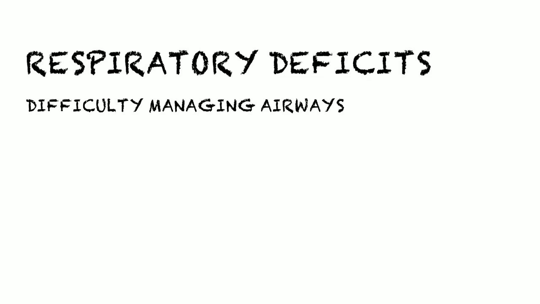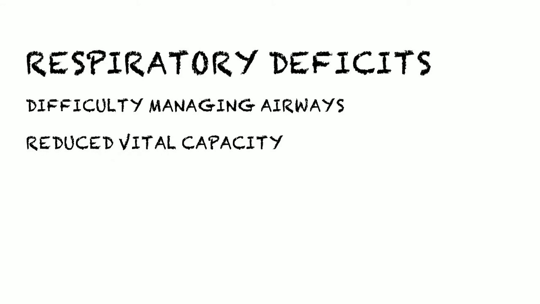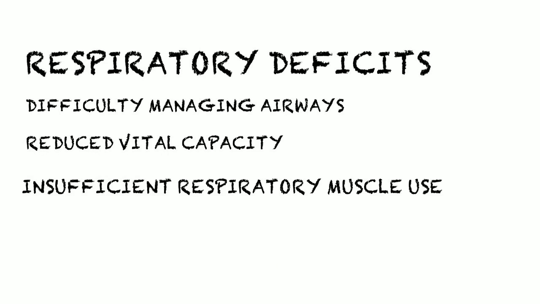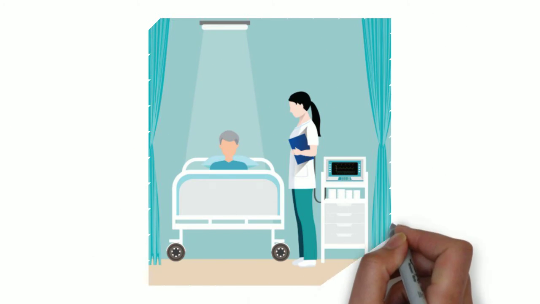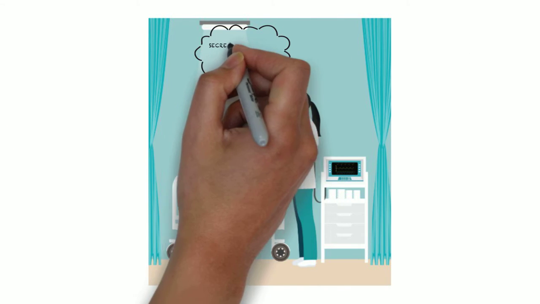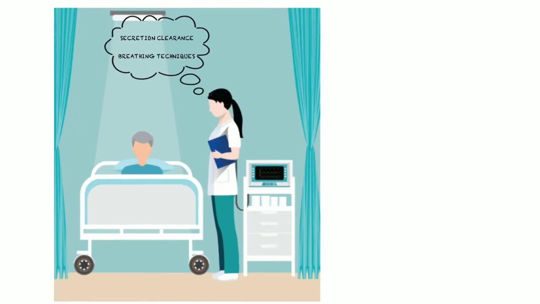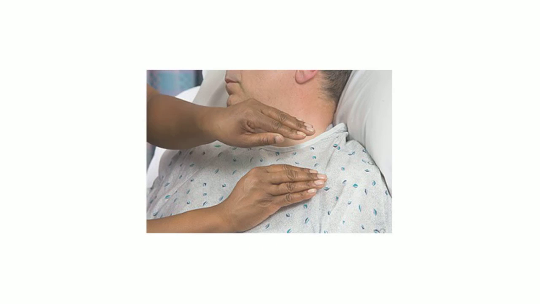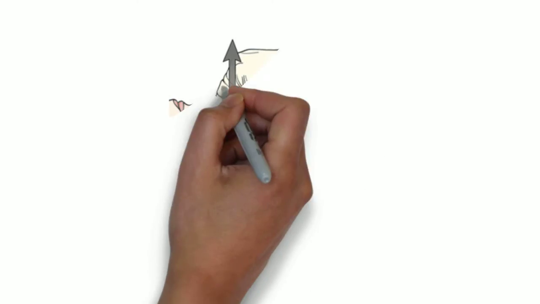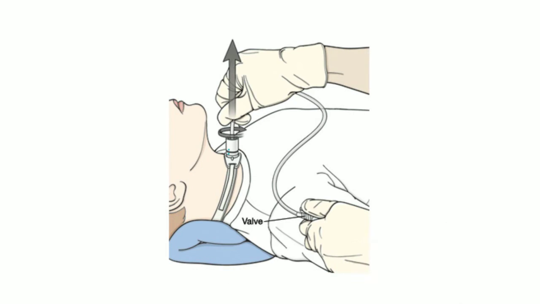As a result of injury, John develops a number of respiratory deficits, resulting in an inability to independently manage his airways. He experiences a reduced vital capacity, insufficient respiratory muscle use, and an inability to produce an effective cough. John is thus referred for physiotherapy intervention. While John is in the hospital, his physiotherapist helps with secretion clearing techniques and breathing techniques. John's physiotherapist uses proper positioning, like chair sitting, to optimize ventilation, and uses manual percussions to help mobilize secretions. The physiotherapist also performs suctioning to remove secretions that John is unable to expel on his own.